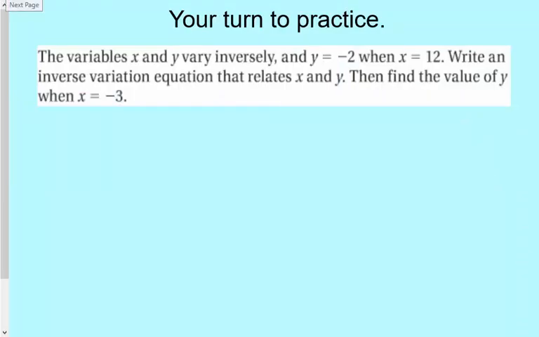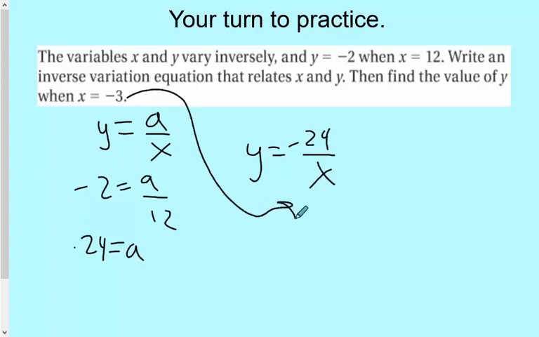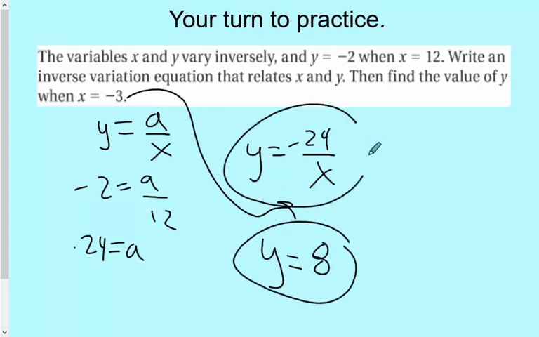Okay, so here's another one that's very similar to it. Again, we're just going to start with y equals a divided by x, and plug in a, plug in x, multiply by 12, -24. So y equals -24 divided by x. And then you can just plug in -3 for part B, and -24 divided by -3 is 8. So those are your two answers to that question there.